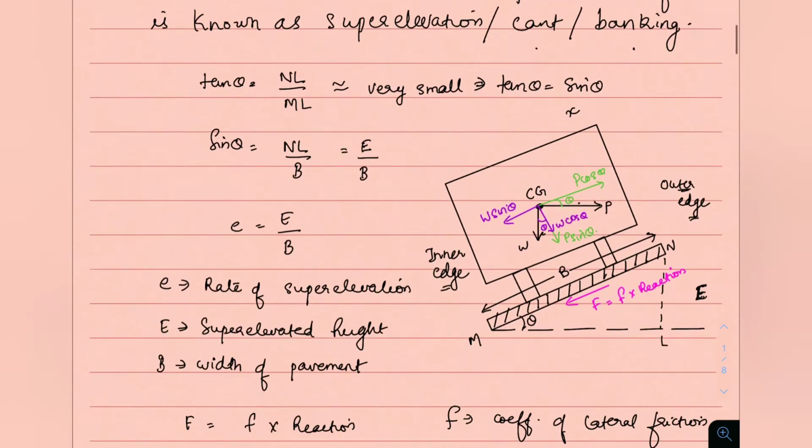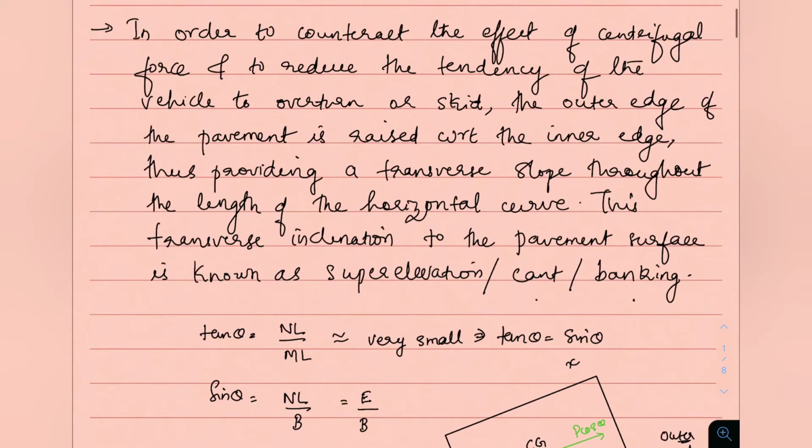See, in case of a horizontal curve, we always see that with respect to the horizontal surface, the outer edge of the pavement is raised with respect to the inner edge, providing an angle theta. We always see this in a horizontal curve because a centrifugal force is always acting. When the vehicle is traveling in a horizontal curve, there's always a force repelling from the center. That is the centrifugal force. So in order to counteract that, we provide a slope theta that is called super elevation.